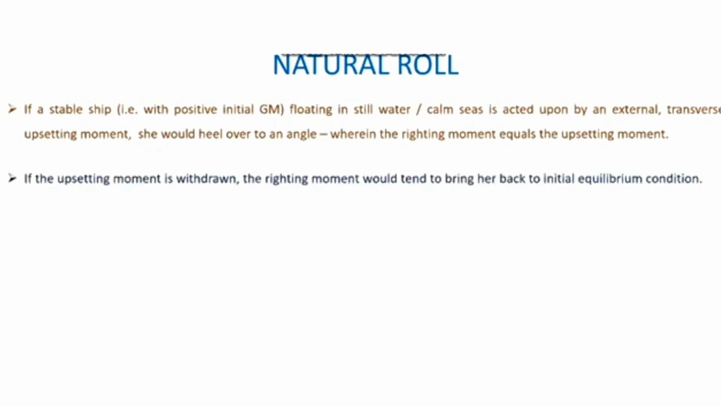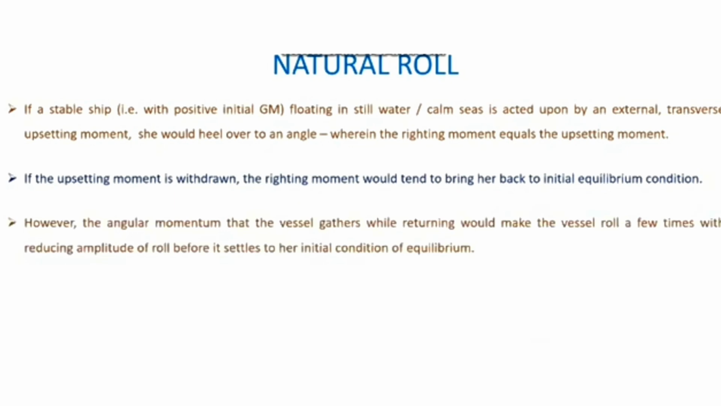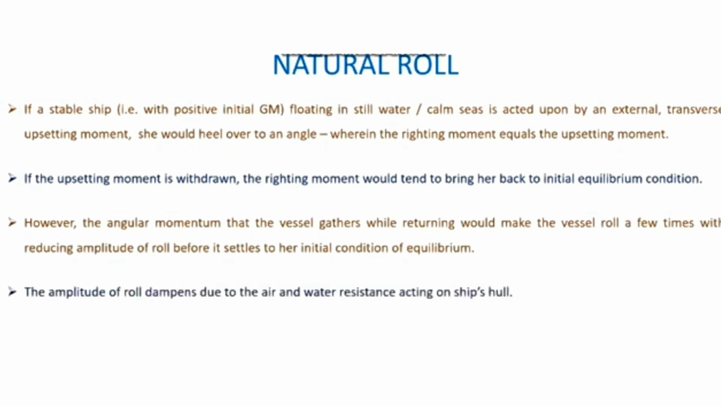The upsetting moment is now withdrawn. The righting moment would tend to bring her back into the initial equilibrium condition. However, the angular momentum that the vessel gathers while returning would make the vessel roll a few times with reducing amplitude of roll before it settles to her initial condition of equilibrium. The amplitude of the roll dampens due to the resistance offered by water and air on the ship's hull.